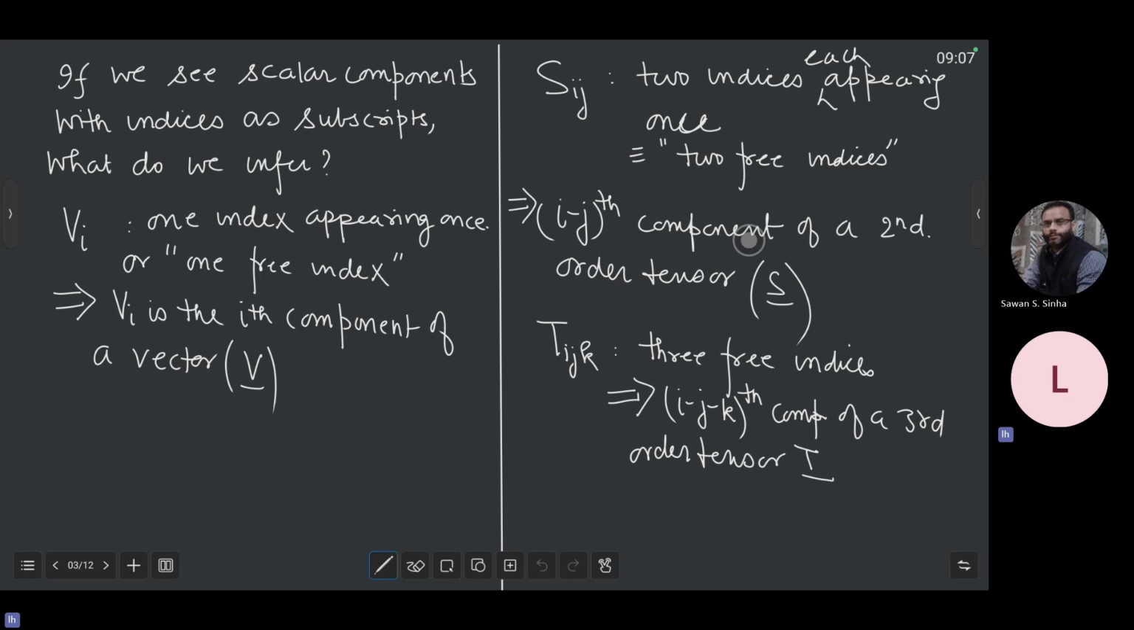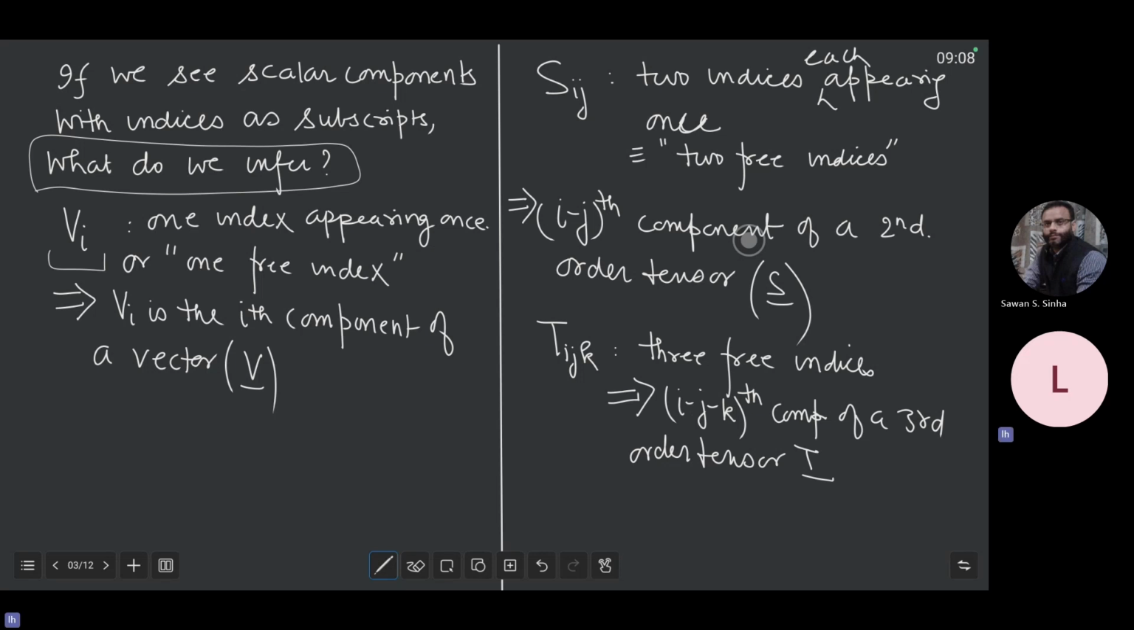Now, if I only see some scalar components, okay, with some indices or subscripts, what do we infer? While deriving these equations, we will come across such situations, Sij, or you will come across a quantity like Vi. Now notice in Vi, there is one index appearing, only one index appearing. When there is only one index appearing, we call that index a free index. It's not repeated, appearing only once. And since this symbol has only one free index, you think about it in the background of what we have learned so far, you can conclude that Vi must be the ith component of a first order tensor. That is why it has one free index.